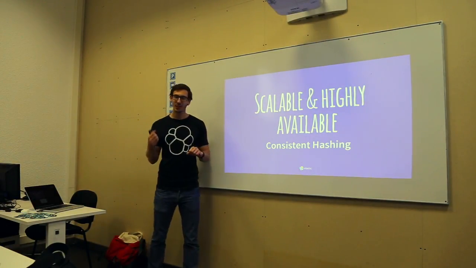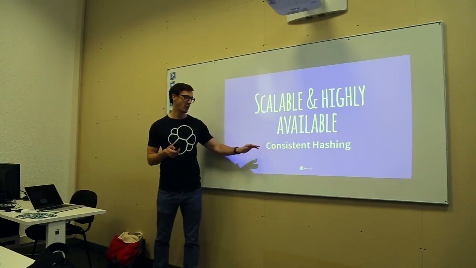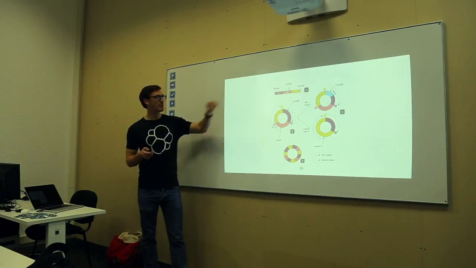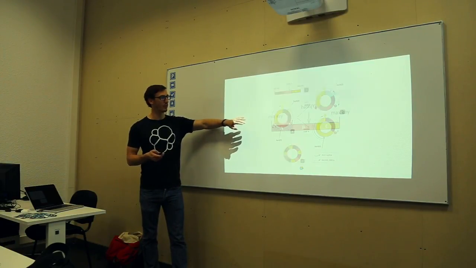So what Cassandra is really good at is scalability and high availability using consistent hashing. So we'll quickly look into what consistent hashing is and how it works. This is a bit small, we'll just jump into each of these parts, but this is kind of the overview.